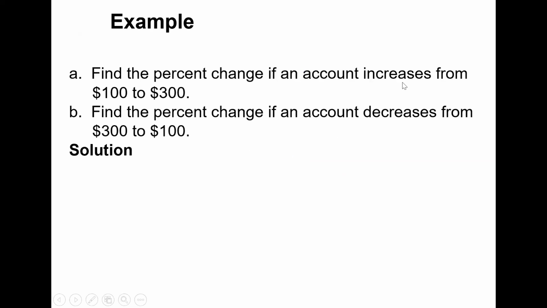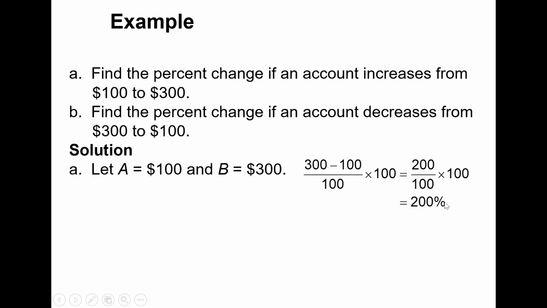Here it's increasing. So in this case, we take 300 minus 100, divided by 100, times 100%. And what we get is 200% as our answer. Again, we're just taking B minus A over A times that 100%. They kind of leave off the 100% and just say you multiply by 100, then add a percent. You can go ahead and think about it that way if you want to.